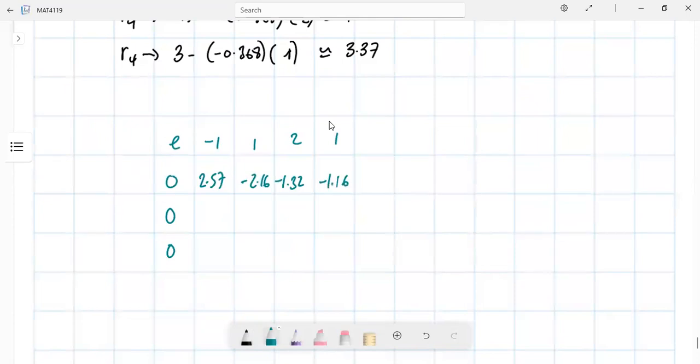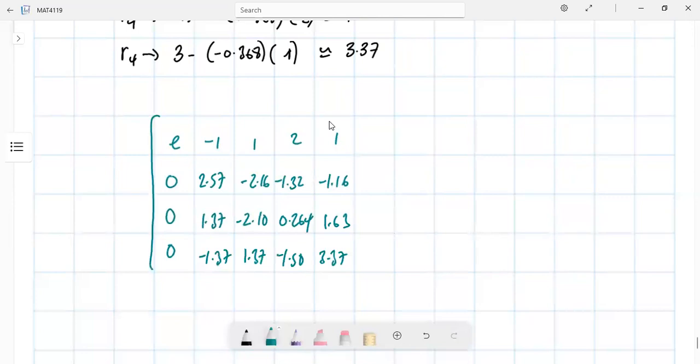And then here 1.37, negative 2.10, 0.264, 1.63. Sorry for that. 1.63. And then here negative 1.37, 1.37, negative 1.50, 3.37. Okay, so this is what you get as our new matrix. And of course, don't forget the separating line.